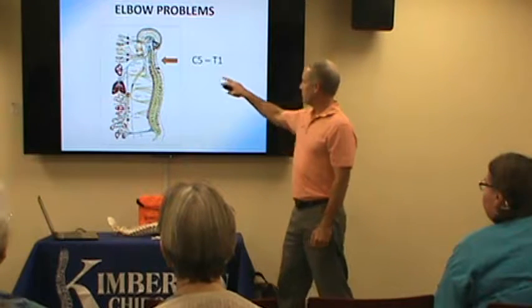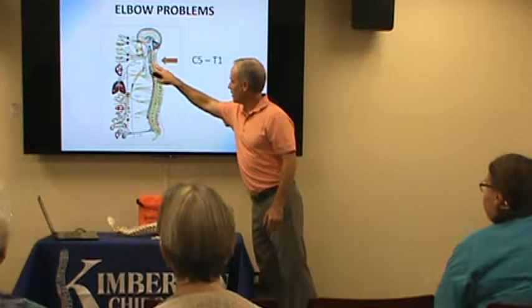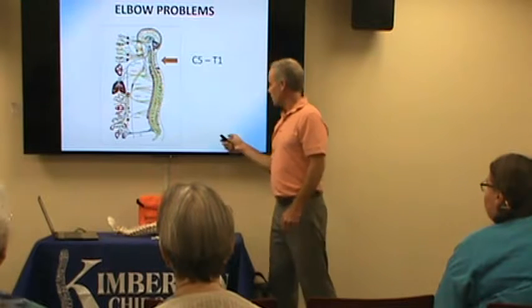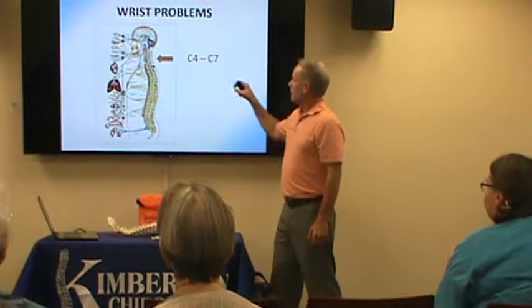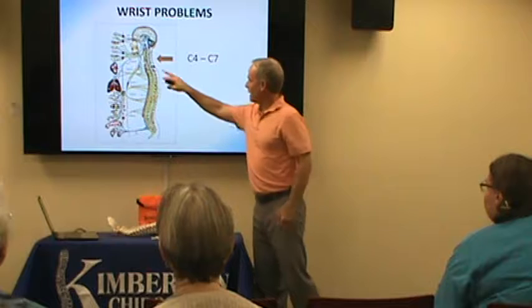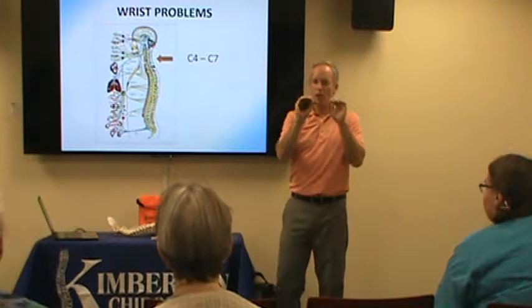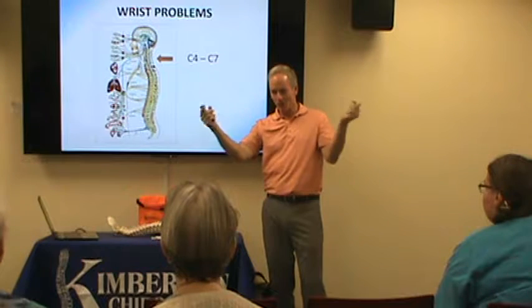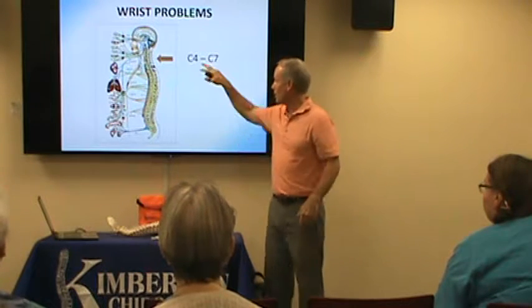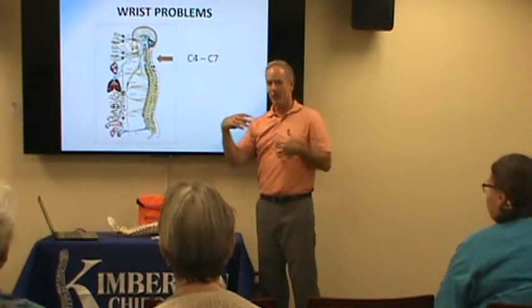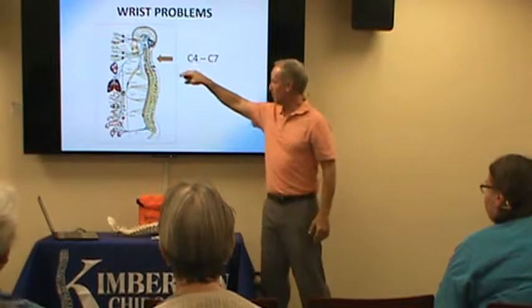Elbow problems are C5 through T1, which are here, about here. And then wrist problems, branching out on both sides, are C4 through C7. So you have over 100,000 individual nerve tracts coming out at each one of these levels on each side. So that's why it covers an area.